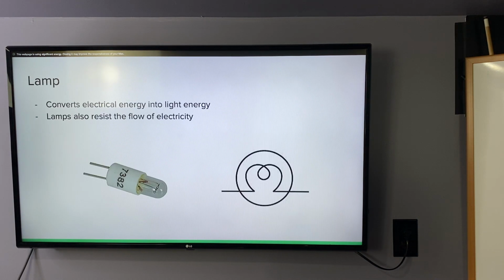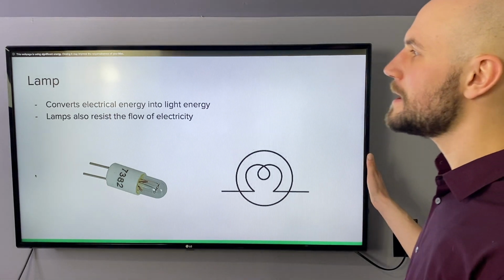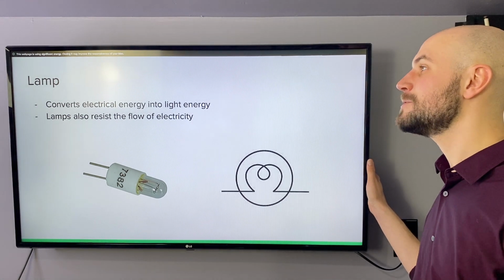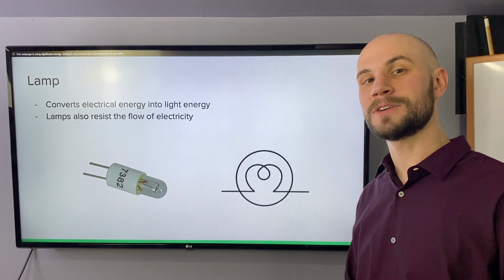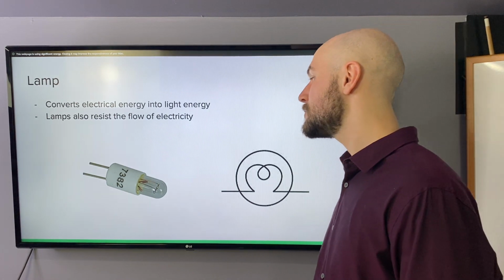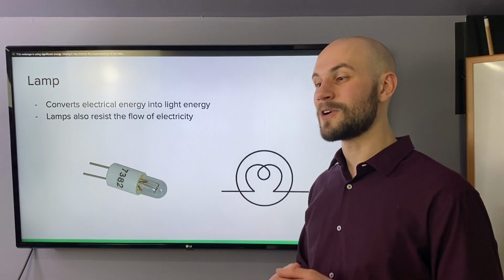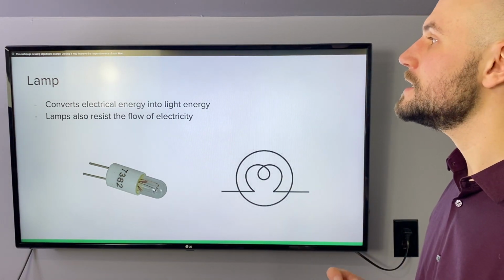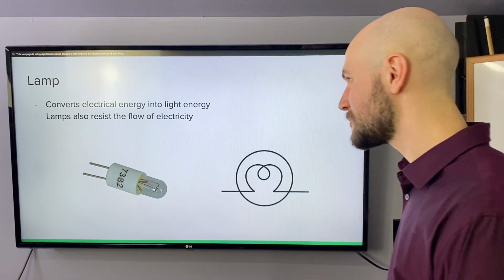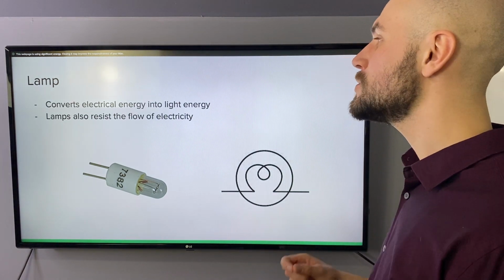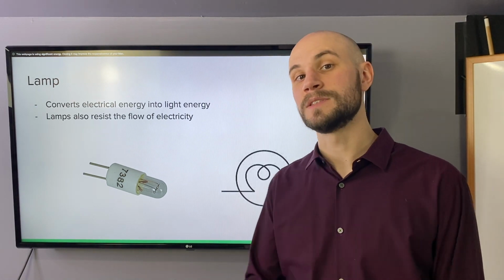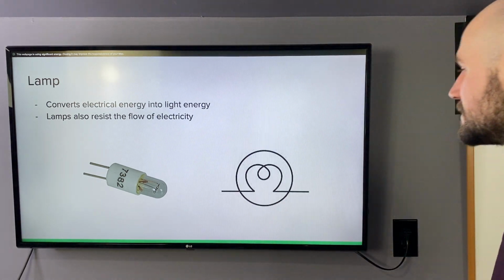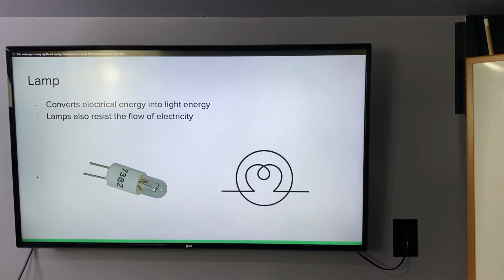Okay. And the last component that we're going to talk about is the lamp. For Regents physics, in general, the load, the goal of building a circuit is by lighting up a lamp. If you go deeper into your study of electronics, there are other reasons why we hook up a circuit. But for now, a most common load that you'll see is the lamp. Converts electrical energy to light energy, and lamps also resist the flow of electricity, so they can act like resistors inside of our circuit. Here's what a lamp looks like, and there's our schematic diagram, schematic symbol.